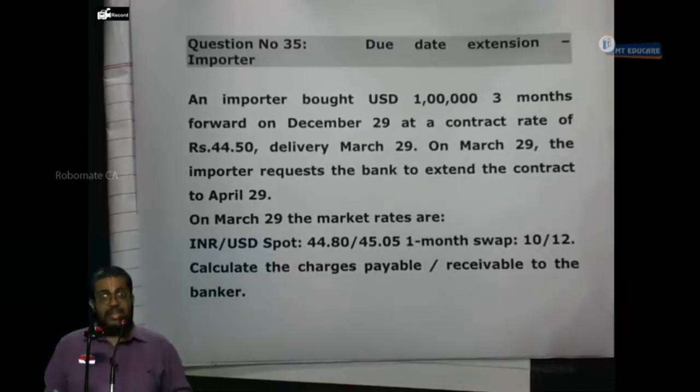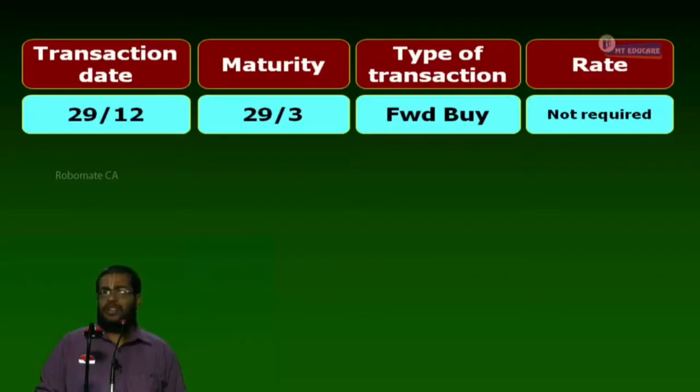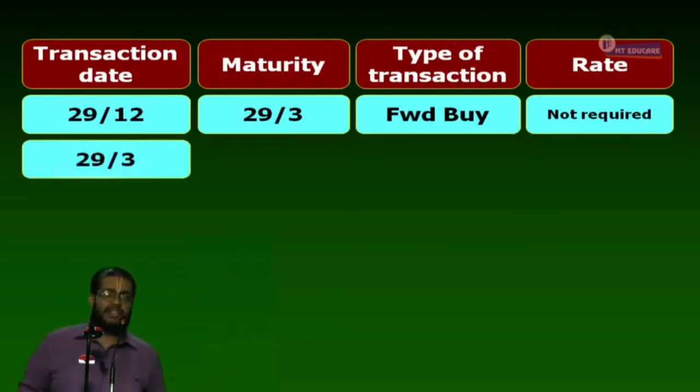Now, again I went to the bank on which day? 29 March. So today is 29 March. On 29th March, I said to the bank that I don't want this on 29th March, I want it on April 29. So I am postponing on the due date by 1 month. I am rolling over the forward. In that case, tell me what is the next transaction?